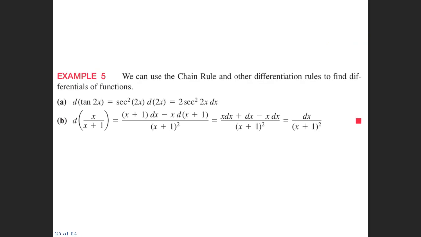For example, we can use the chain rule and the other differential rules to find differentials of functions. D of tan 2x: the derivative of tan is sec squared, so we have sec squared 2x multiplied by d of 2x. And d of 2x is just 2 dx. So that's 2 sec squared 2x multiplied by dx. Or in B, it's a quotient rule question. D of x over x plus 1.